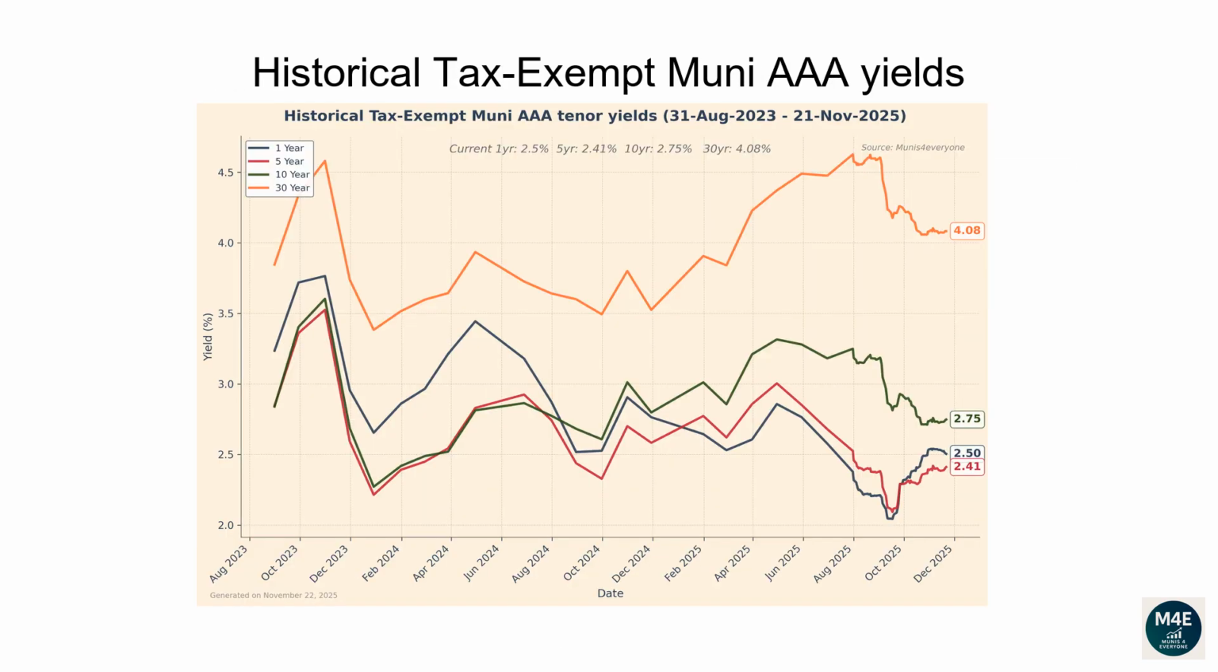This line plot and the next plot show how each tenor of the muni yield curve has changed over time. From the 31st of August 2023 to the 21st of November 2025, the 1-year yield has dropped from 3.24 to 2.5. The 5-year yield has dropped from 2.85 to 2.41. The 10-year yield has dropped from 2.84 to 2.75. The 30-year yield has increased from 3.85 to 4.08.